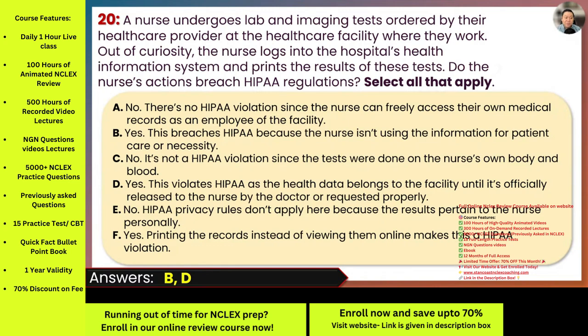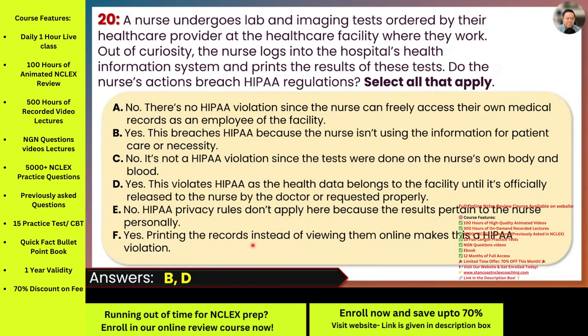Now, letter E is also incorrect. It's because HIPAA always applies even if the nurse is the subject of the records. And just because the information is about you doesn't mean you can access it however you want. And also, the same rules of privacy and security apply to everyone. Now, what about letter F? Why is this incorrect? Take a look at this.